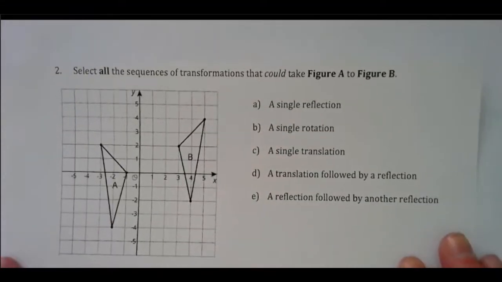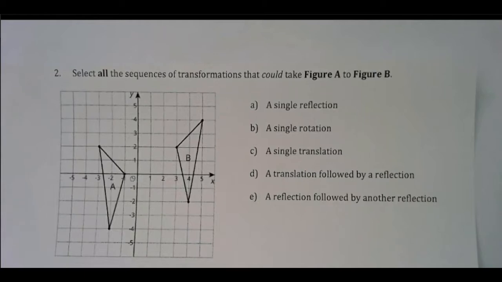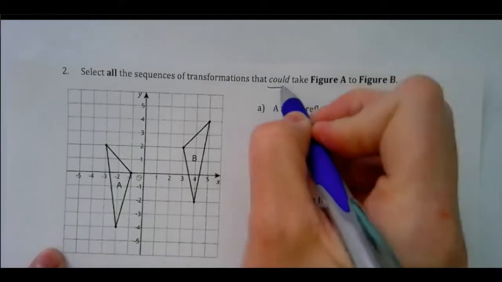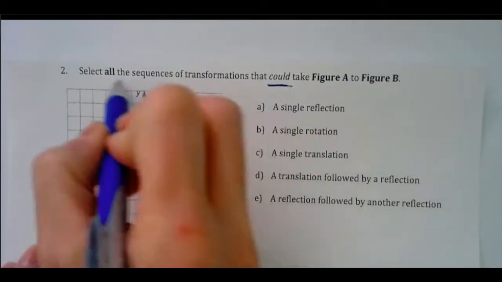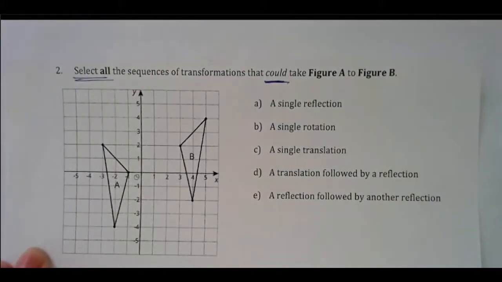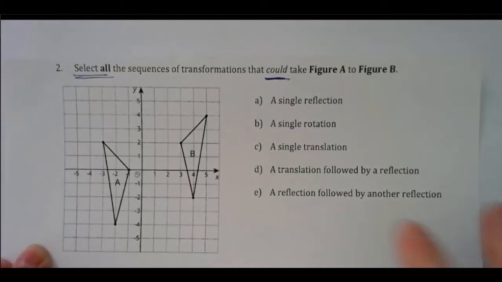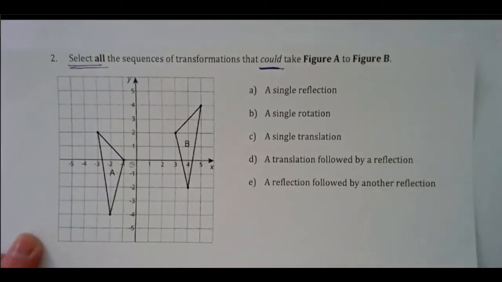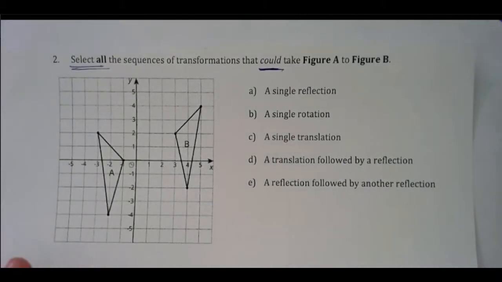Okay, so for number 2, select all sequences of transformations that could take figure A to figure B. So that could, select all. Okay, so there may be more than one answer here. So keep that in mind as you work. So you have a few options.